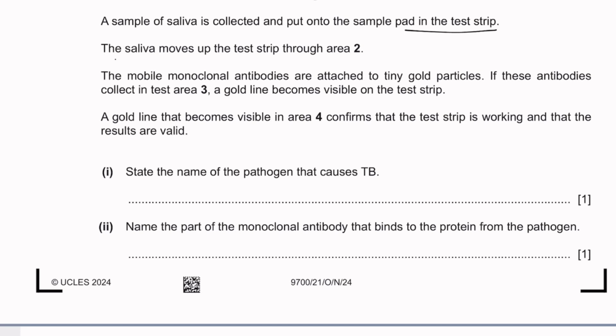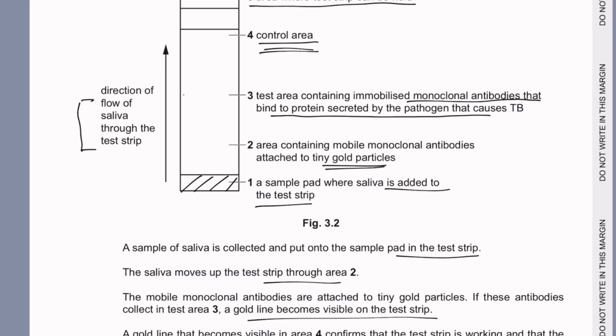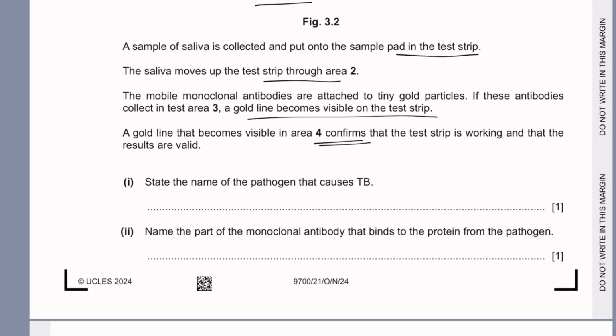Now a sample of saliva is collected and put onto the sample pad on the test strip, and he says here that the saliva moves up through area 2, and the mobile monoclonal antibodies are attached to gold particles. If these antibodies collect in test area 3, a gold line becomes visible on the test strip. So if the antibodies collect in this area, for example, this is where a gold line is going to form, and then a gold line that becomes visible in area 4 confirms the test strip is working and that the results are valid.